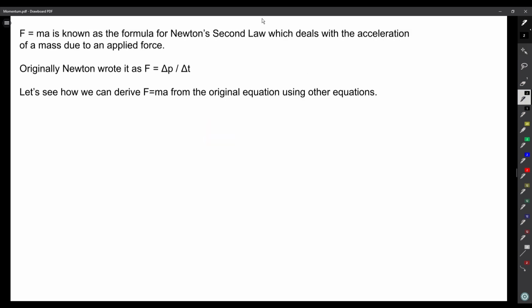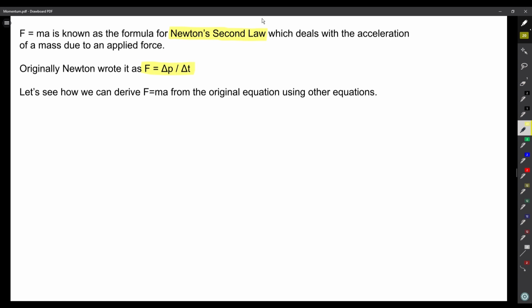How we derive this, let's take a look. So F equals ma, which we know as the formula for Newton's second law, which deals with the acceleration of mass due to an applied force, and originally Newton wrote it as F equals the change in momentum, the impulse, over a change in time.